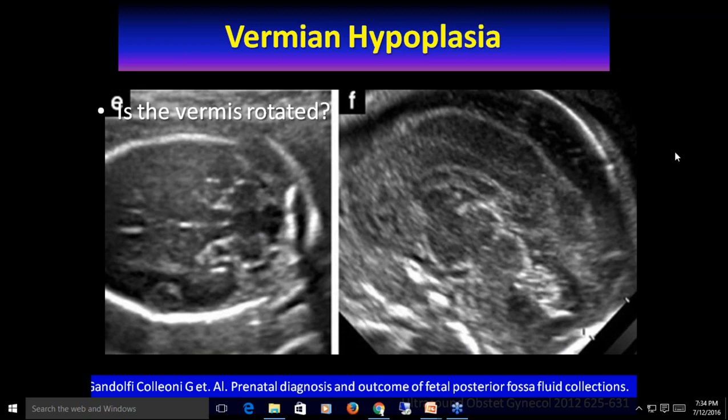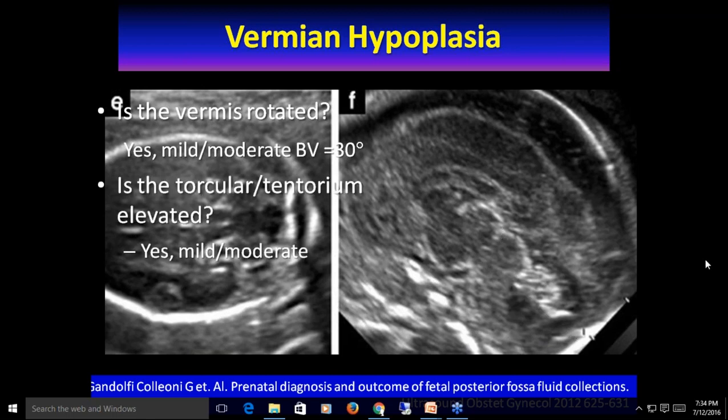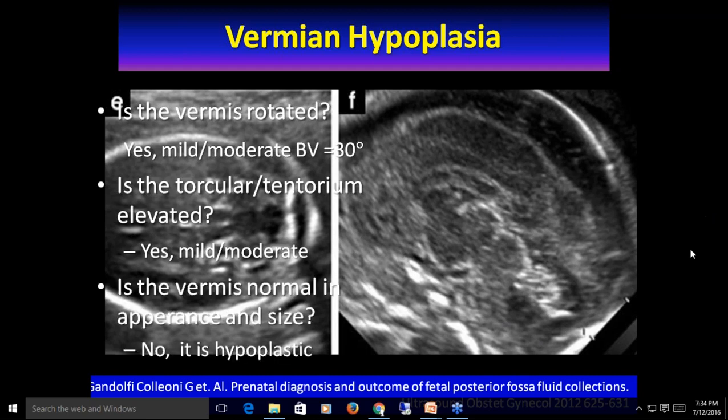So once again, we want to ask our questions. Is the vermis rotated? Well, here we can see that there is some, yes, mild rotation of the vermis. Is the torcula and tentorium elevated? If we were to do our VT angles, we can see that there's some mild to moderate elevation. And is the vermis normal in appearance and size? No. The vermis, if we measure this vermis, is small, hypoplastic.